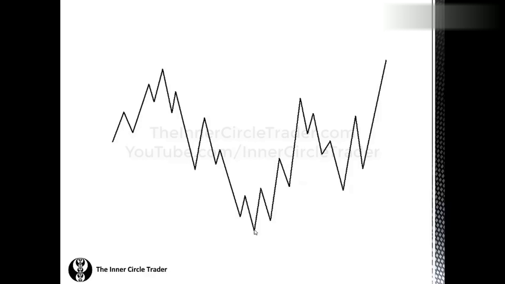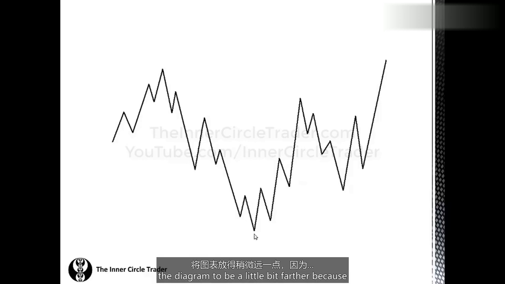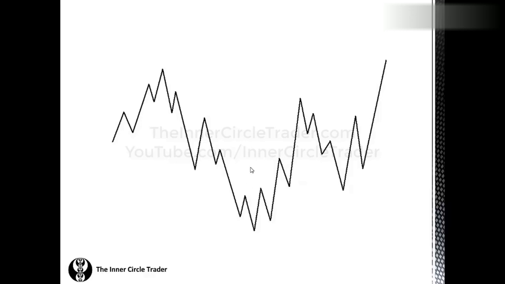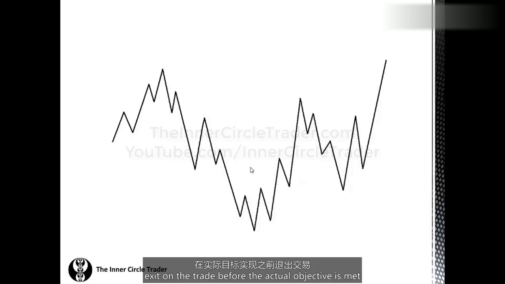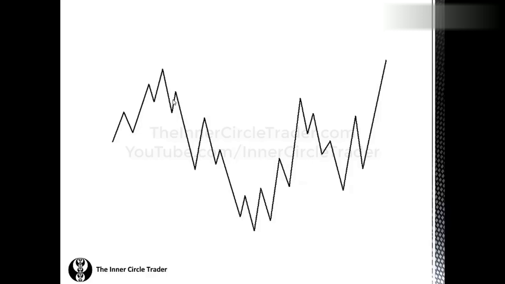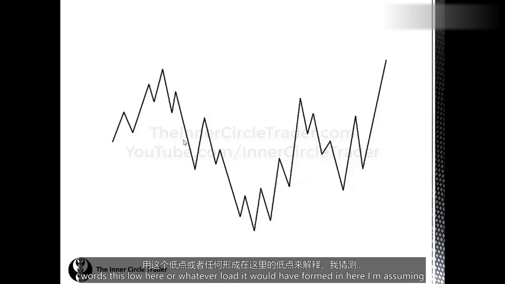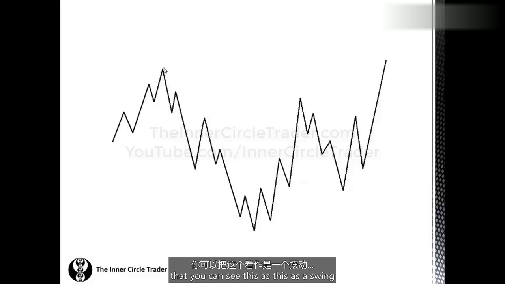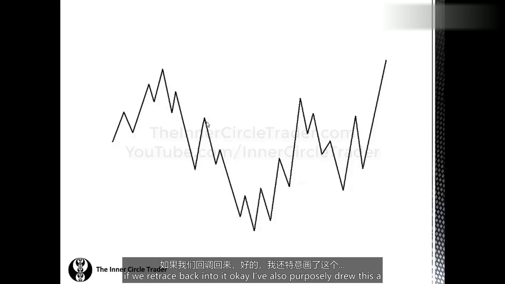Now, I purposely allowed the diagram to be a little bit farther because I teach to exit on the trade before the actual objective is met. Okay, so every time we see a broken swing, this is a swing that's broken here. In other words, this low here, or whatever low it would have formed in here, I'm assuming that you can see this as a swing. When it's broken right here, we went below it here, if we retrace back into it, I also purposely drew this a little bit past what would be expected as resistance.